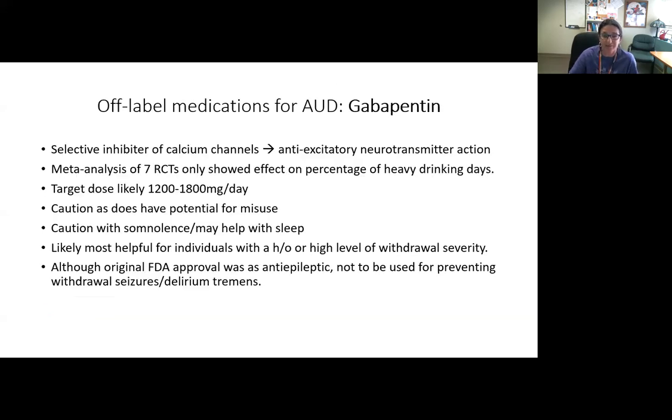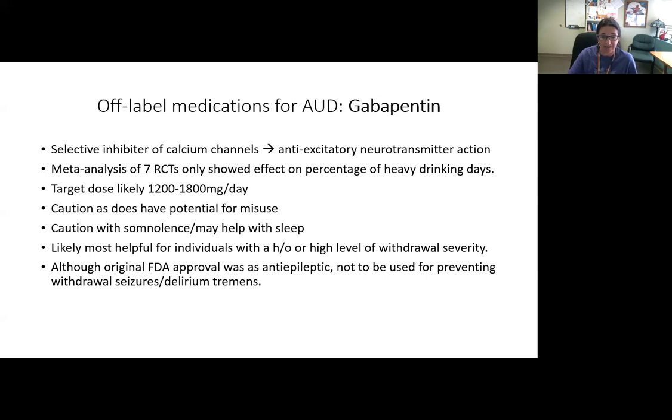And then gabapentin, I think we see a fair amount used because it certainly can also help with some of the anxiety and insomnia associated with alcohol use disorder or recently coming off of alcohol. Again, this is a selective inhibitor of calcium channels, so it has that anti-excitatory action. A meta-analysis of 7 RCTs showed an effect on the percentage of heavy drinking days. The target dose for AUD and for cravings is 1200 to 1800 milligrams a day. And this again can be limited by sedation, so you have to be cautious with that. It has some potential for misuse, so again, caution with that.